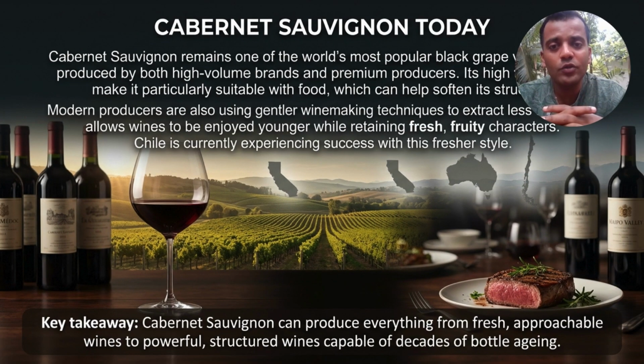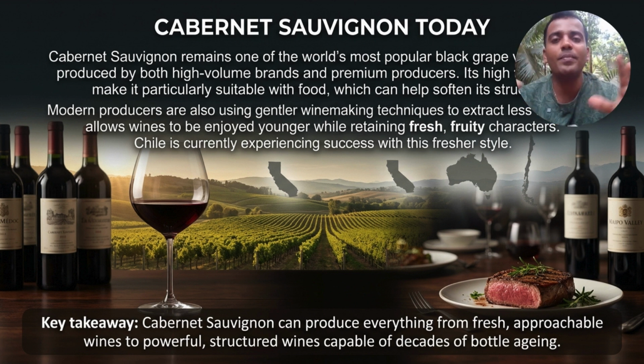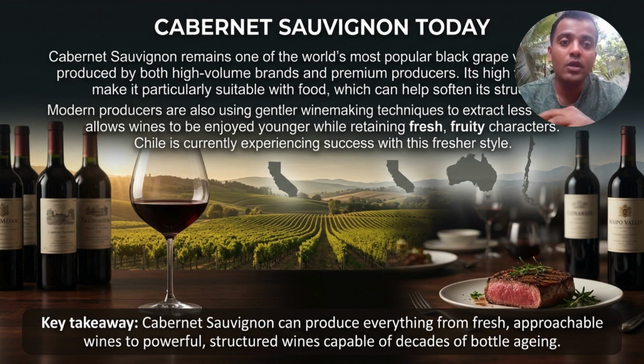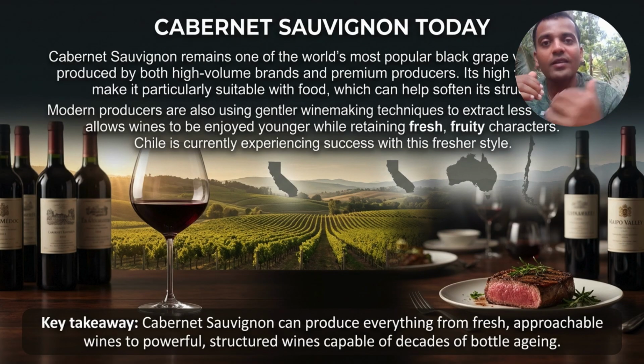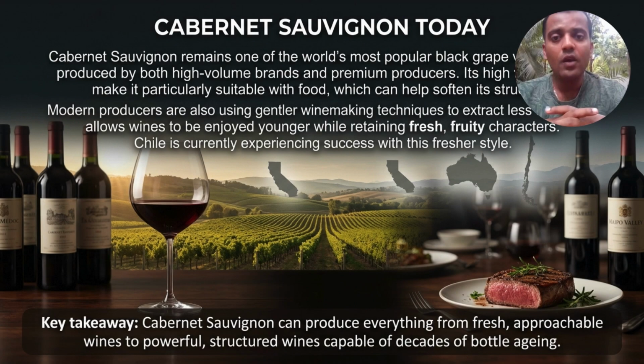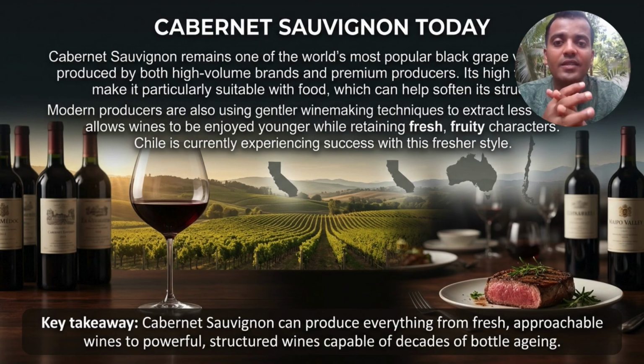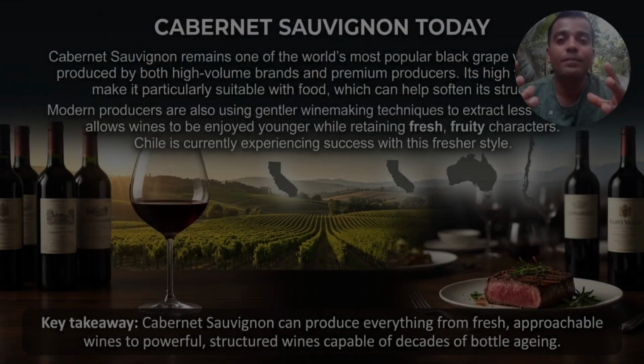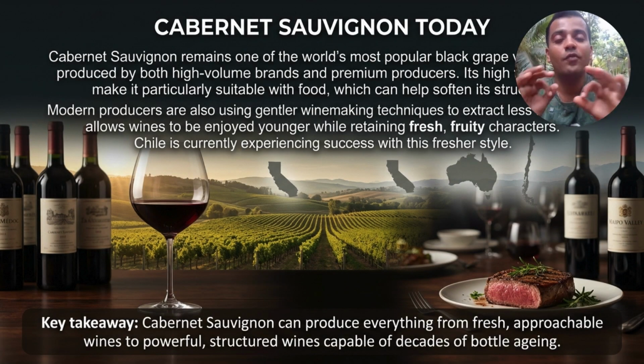Modern producers are also using gentler winemaking techniques to extract. If you remember, we talked about these winemaking techniques during our earlier modules, so they can use these techniques much more gently in terms of extracting the color without overstressing this grape variety and extracting more unfavorable flavors from these skins. This allows wines to be enjoyed younger while retaining fresh, fruity characteristics. Chile is currently experiencing success with this fresher style. Chile is one of the countries to prove they can achieve success with this fresh, fruity, more approachable style of wines made from this grape variety.